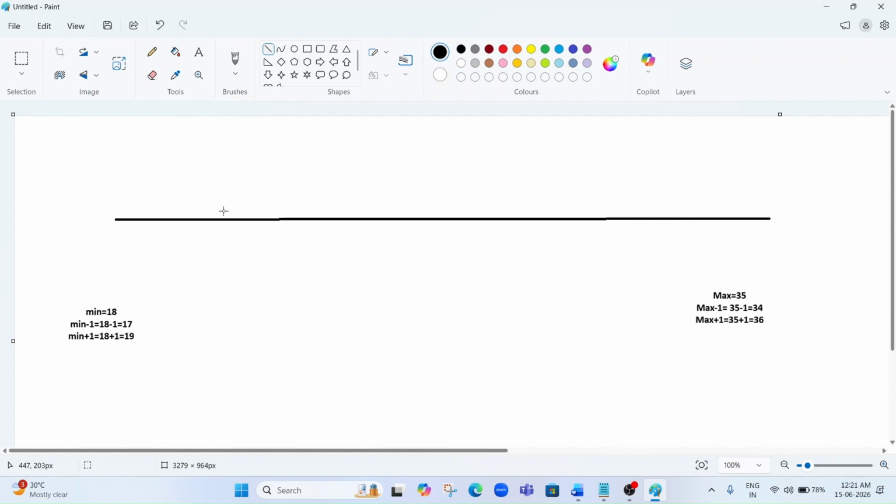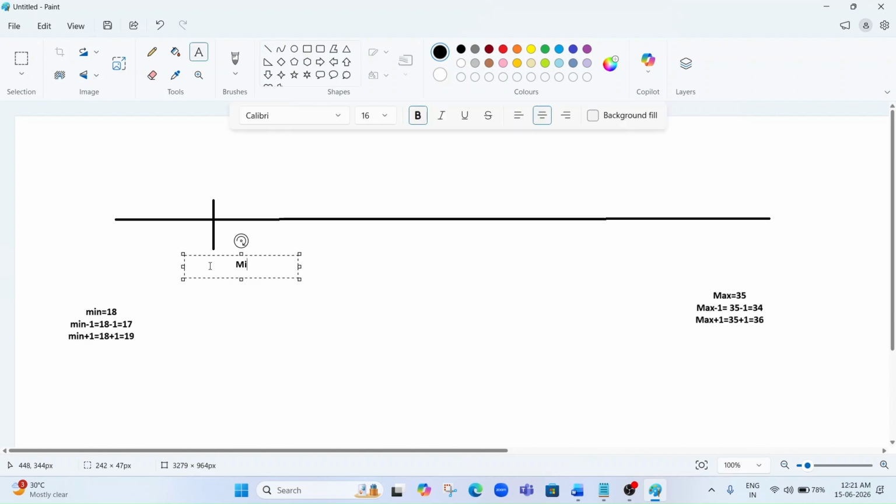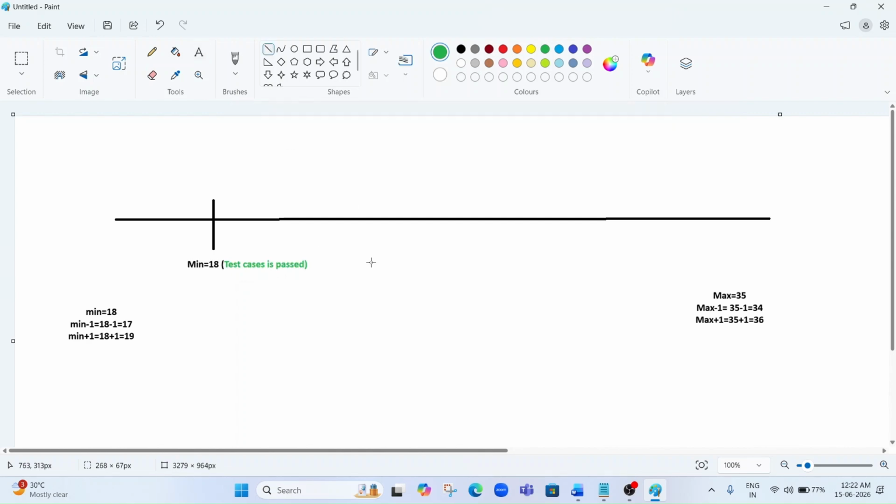So I'm going to set the limit here. One limit is minimum equal 18. So 18 is allowed as per the government rule. So the test case is passed. The condition is matched, the requirement is met. Then again, the boundary we will test here.